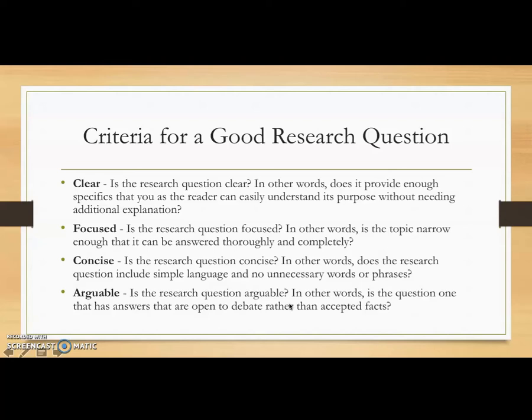Thirdly, concise. Is the research question concise? In other words, does the research question include simple language and no unnecessary words or phrases? As I always tell you guys, keep it simple. And lastly, arguable. Is your research question arguable? In other words, is the research question one that has answers that are open to debate rather than accepted facts?